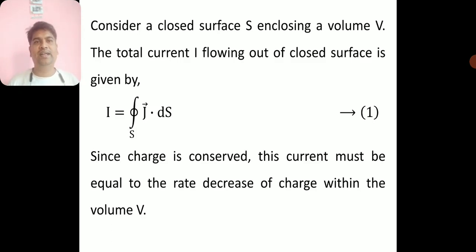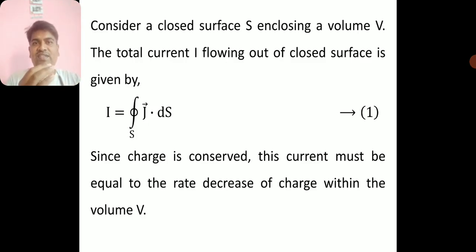Since charge is conserved, this current must be equal to the rate of decrease of charge within the volume. The law of conservation says that whatever current is going out will be equal to the rate of decrease of charge within the volume V. Within the volume, if something goes out, definitely there is a decrease of charge. If the current goes out, current means it is a charge.